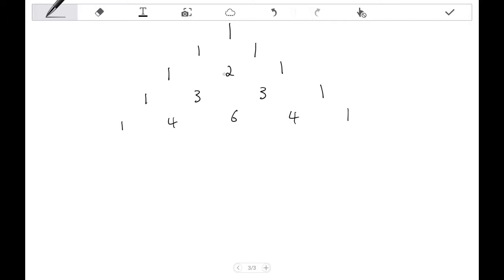So what do I mean by that? Where does this 2 come from? Well, if we look at the two numbers above, we've got a 1 there, and we've got a 1 there. 1 add 1 gives you 2. Let's look at this 3. 1 add 2 gives you 3. What about this one? 3 plus 3 gives you 6. So on and so on. You can keep expanding this triangle and it goes on forever. This is Pascal's triangle, okay? And Pascal's triangle can be used to expand any of these polynomials.